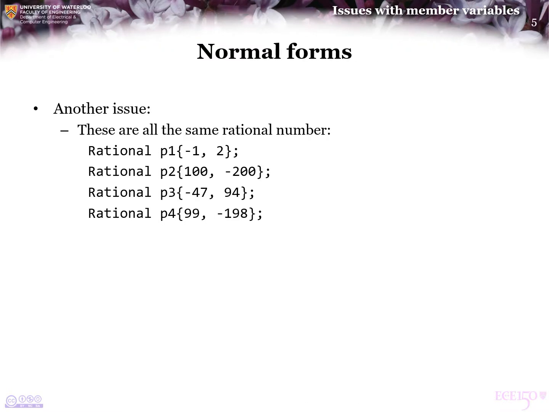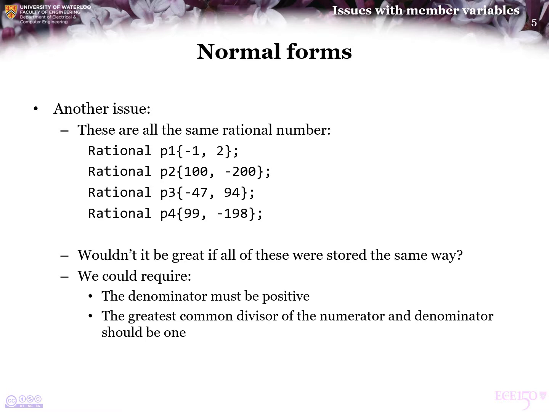Now, here's another issue with our rational number class. The user could initialize any of these local variables to be a rational number, and yet they are all the same. All of these represent the rational number -1/2. Wouldn't it be great if all of these were stored the same way?